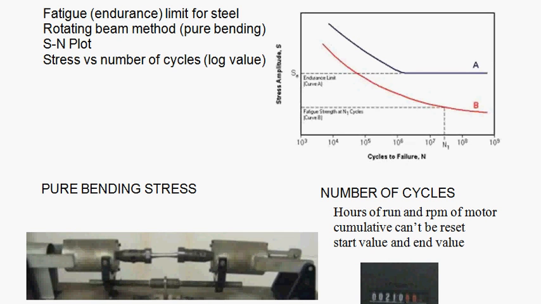This instruction is on the test to determine the fatigue or endurance limit for a steel specimen. The method that we'll use is called the rotating beam method, where the specimen experiences a pure bending condition and is caused to rotate continuously.